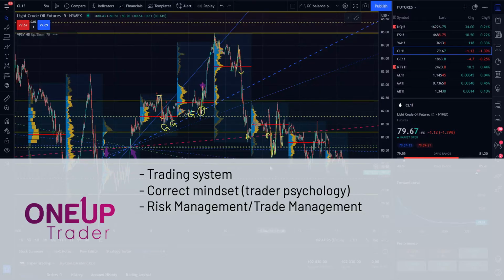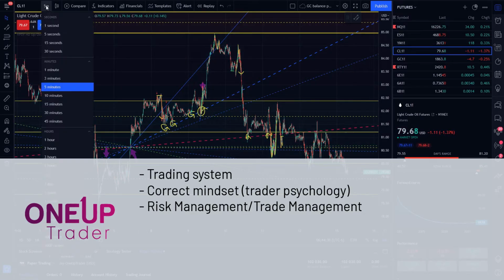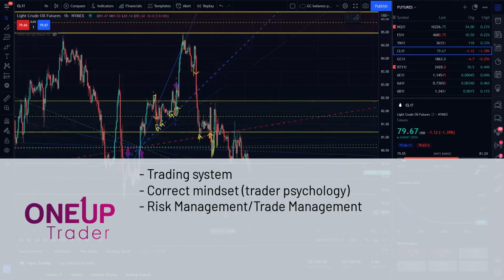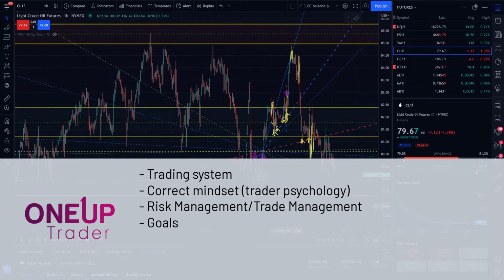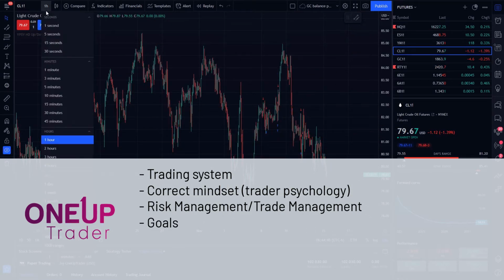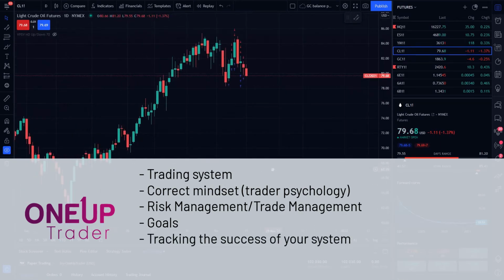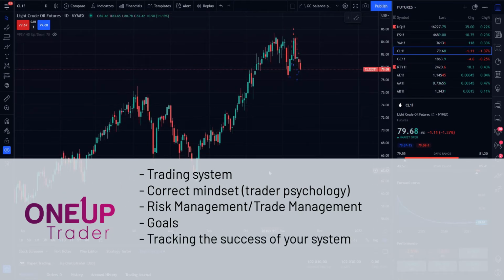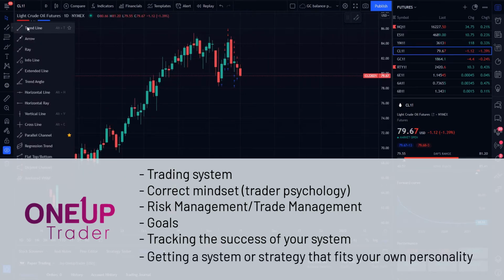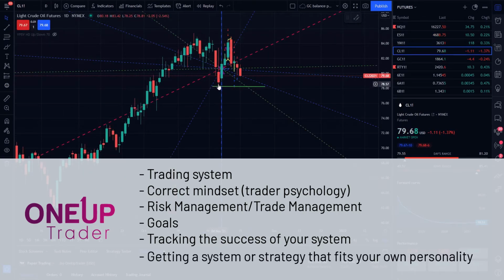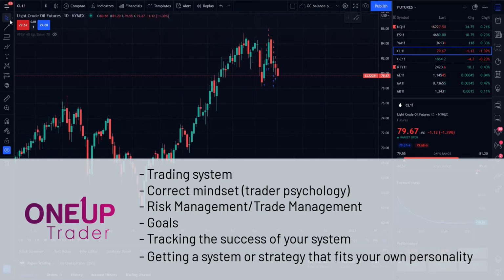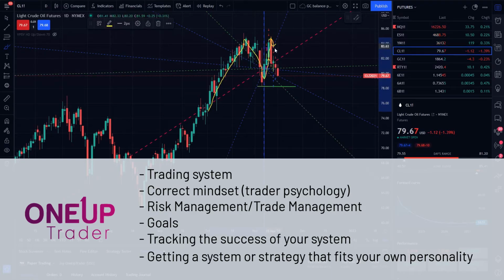This is when we decide if we are going to trail our stops and overall how we are going to manage our risk per trade. Then we also have our goals, what we want trading to provide us. Tracking the success of our system. This is a vital element and is exactly why it's so important to have a trading plan. And then getting a system or strategy that fits your own personality. All of these pieces are critical to a trader's success, and if one or more of those elements is missing, it will be difficult for a trader to achieve profitability on a consistent basis.